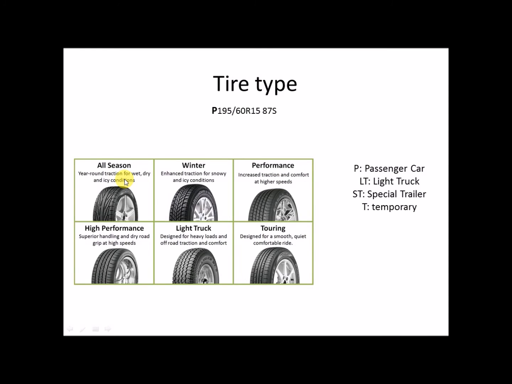And finally, the tire type. We have here different kinds of tires: for all season, for winter, for performance. But in this case, this represents if this tire is for a passenger car, for a light truck, for a special trailer, or if it's for temporary use.